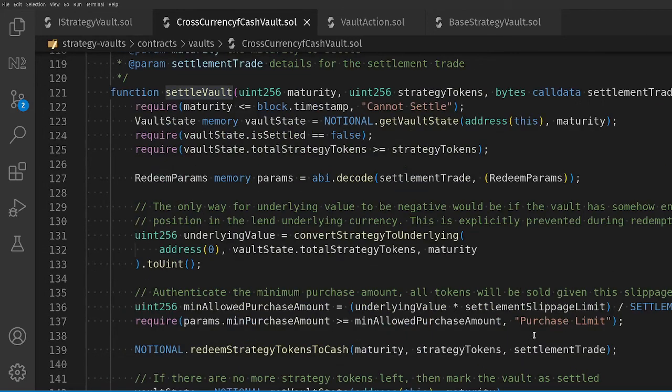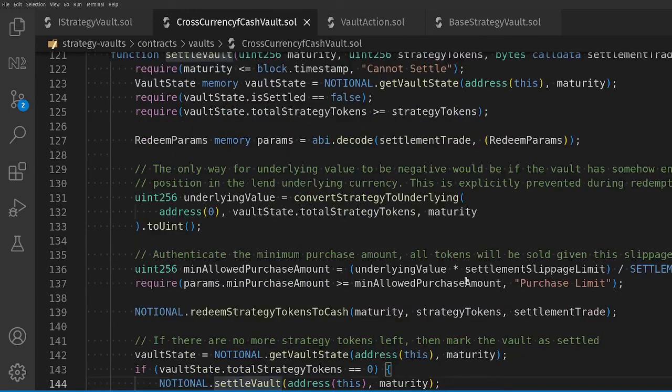So that's kind of the life cycle of leveraged vaults. And this one was, I think, relatively simple. But in the next video, we'll take a look at the balancer strategy, which has a little bit more complexity to it.